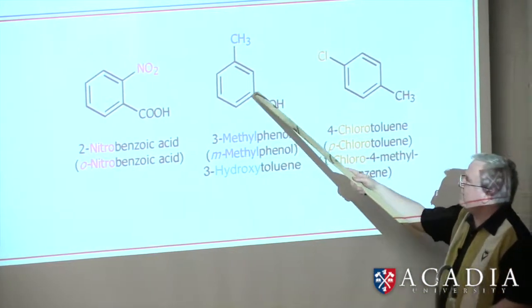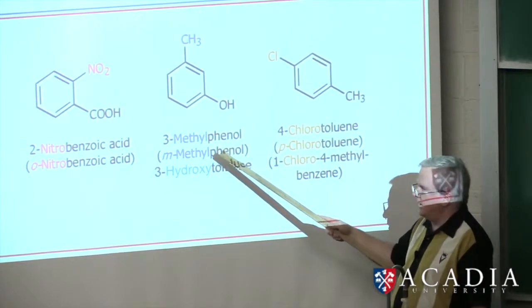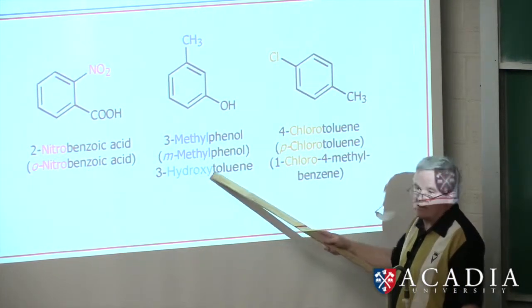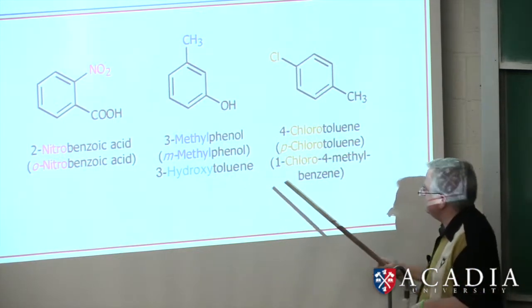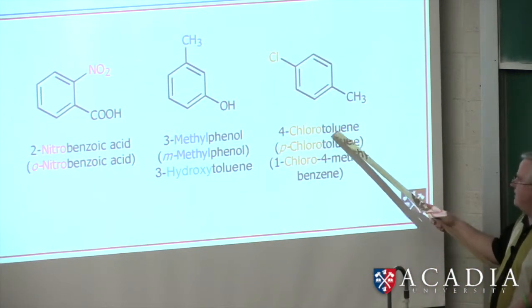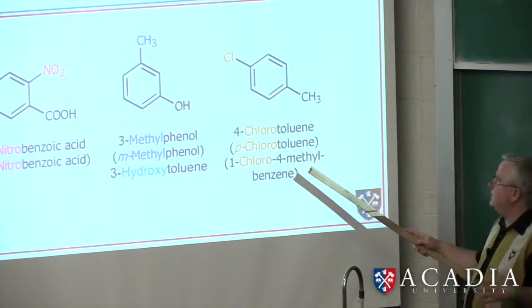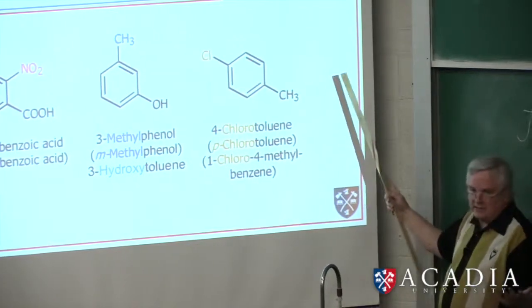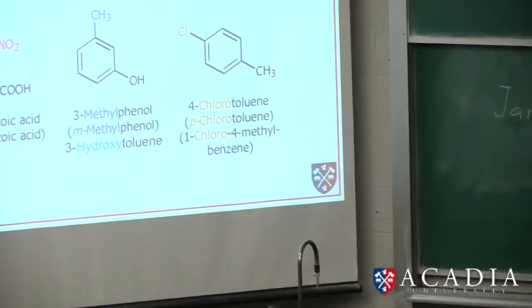This is 3-methylphenol or meta-methylphenol. And we could even call it 3-hydroxytoluene, right? So lots of different possible names. Here we have chlorotoluene. We could also call it 1-chloro-4-methylbenzene, right? So there's different names you can call it, so don't worry too much.